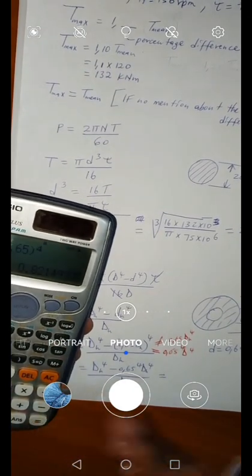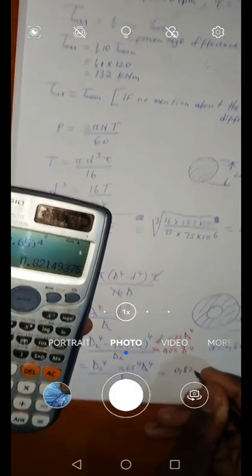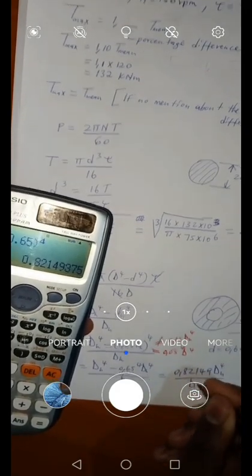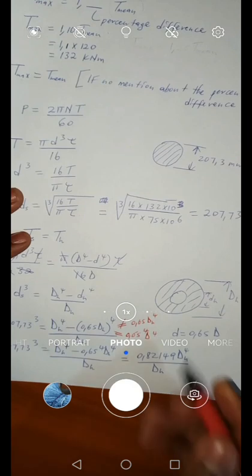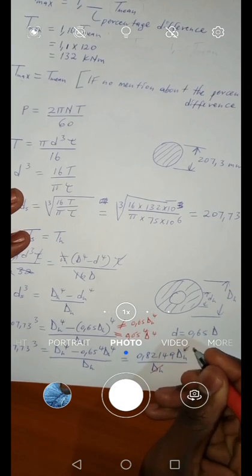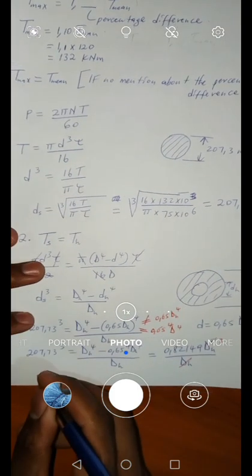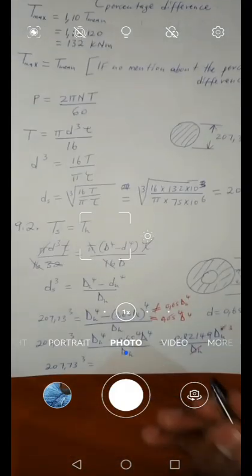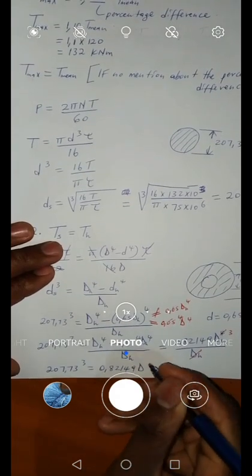Then you will have 0.8 minus this, you will have 0.82149 d to the power 4. Then from there you will have DH, the outer diameter of the hollow shaft, will divide one of these. You remain with 3 there. Then from there you will have one unknown. You will remain with 207.73 cubed equals 0.82149 d to the power 3h.